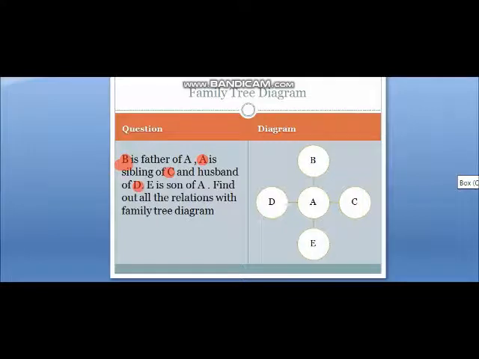After drawing this diagram, what I am going to write here, like B is what? Father. So I am writing here FA. Okay, father. Then यहाँ क्या लिखेंगे हम? A क्या हुआ उसका? अगर आप B और A के बीच में रिलेशन देखेंगे तो son. Okay.